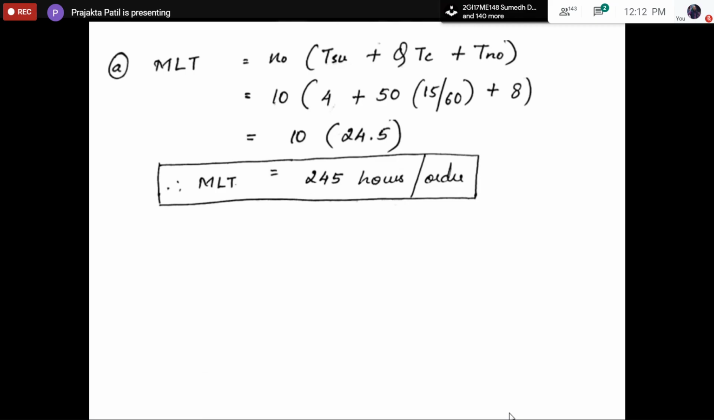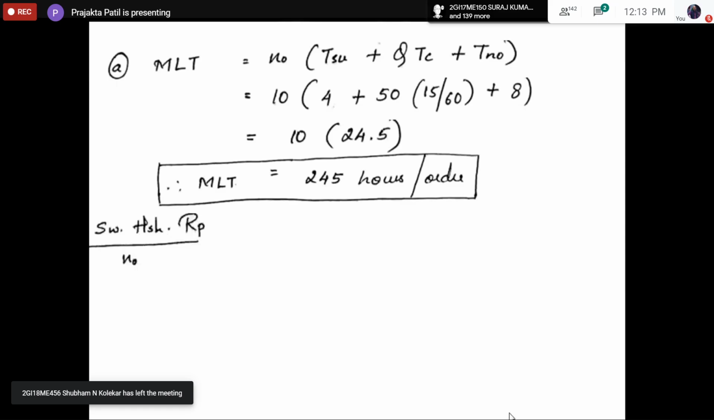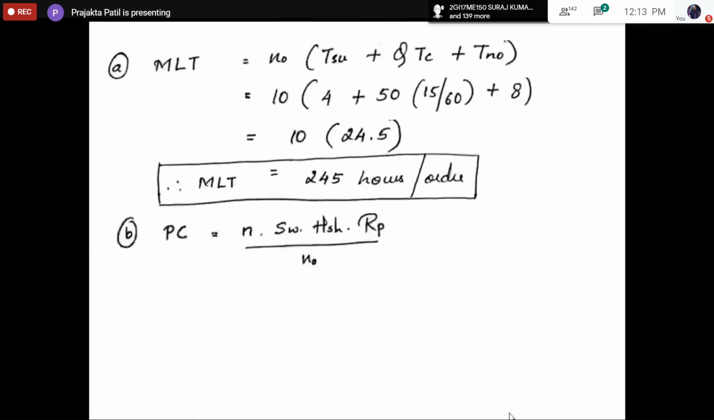Okay. So having found the manufacturing lead time, next you have to find what is the production capacity. We know the equation for production capacity as the number of machines working in parallel and the number of machines that the part actually goes through. Both are given, so we are referring to this equation. Else, this denominator would not have been. Okay, so it's N into SW into HSH into RP. So we know what is N, we know what is N naught, we know the product of this. We do not know what is RP, so we have to find the hourly production rate.